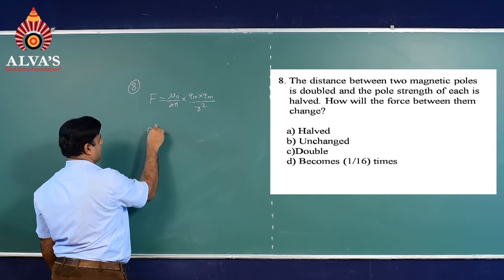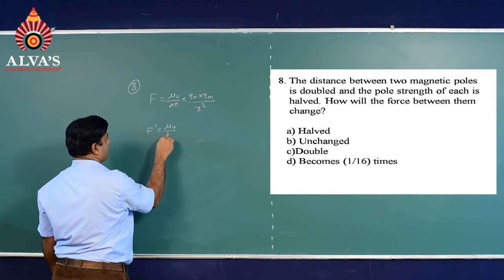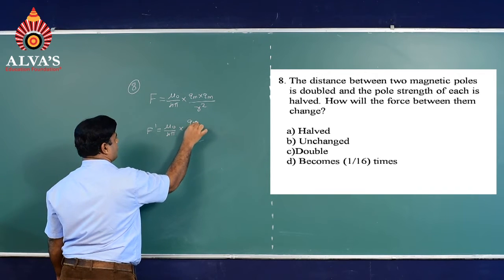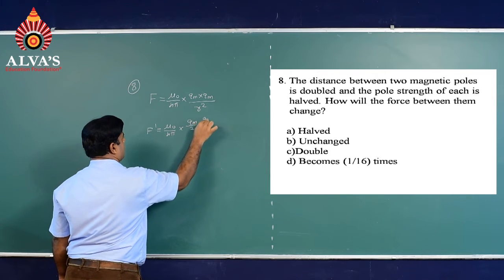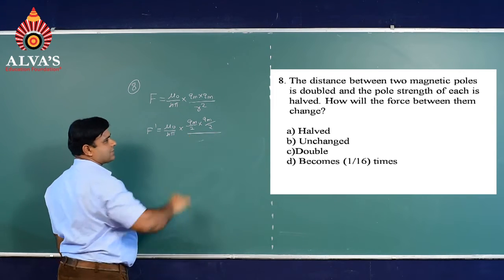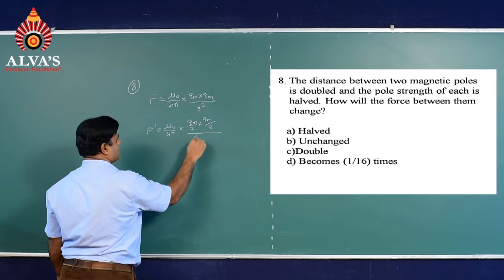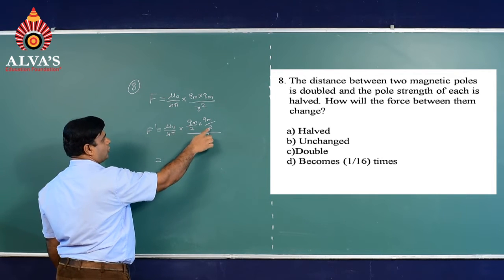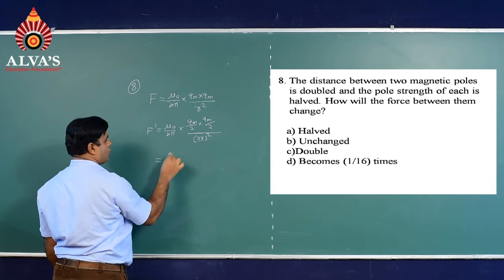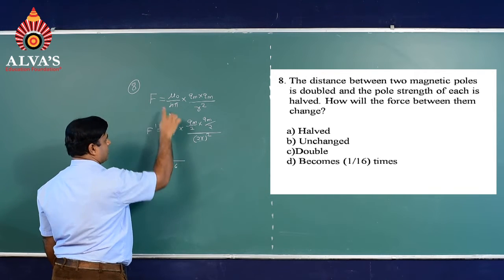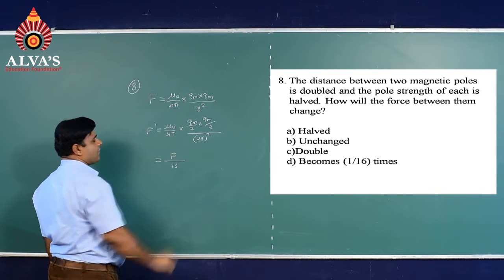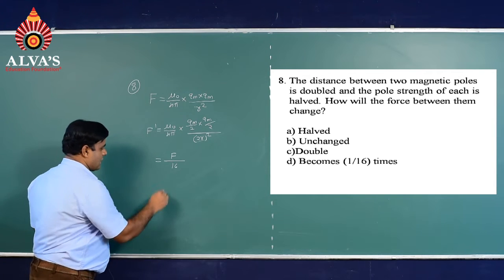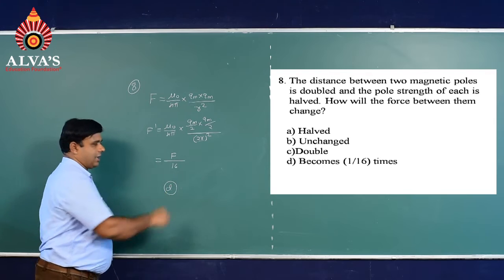Therefore, F dash equal to mu naught by 4 pi into pole strength is made half. So, Qm by 2 into Qm by 2. Distance between them is doubled. So, it is 2r square, which is 2 square 4, 4 into 4 16, numerator is nothing but F. So, F dash is 1 by 16th the original. So, the answer is D.